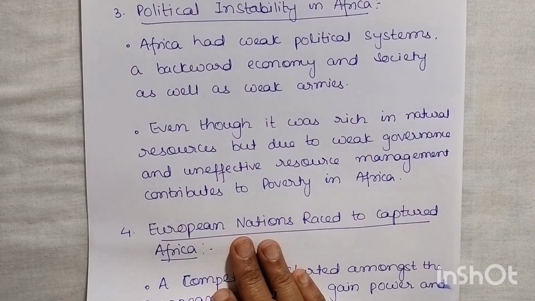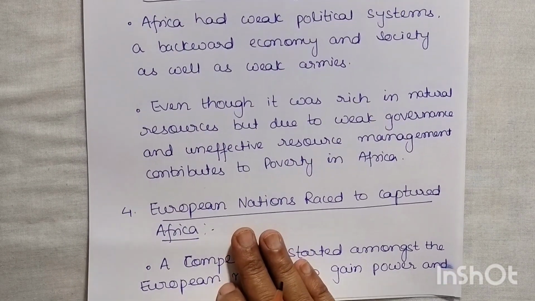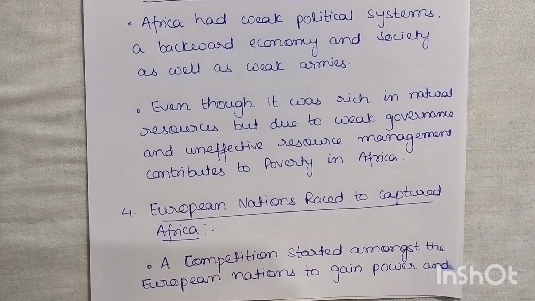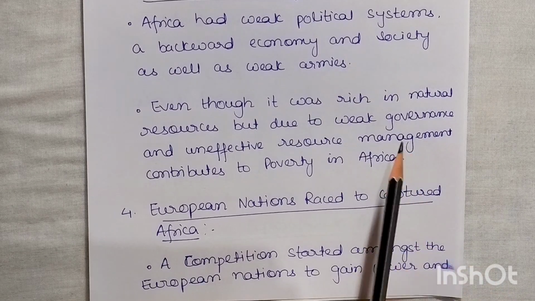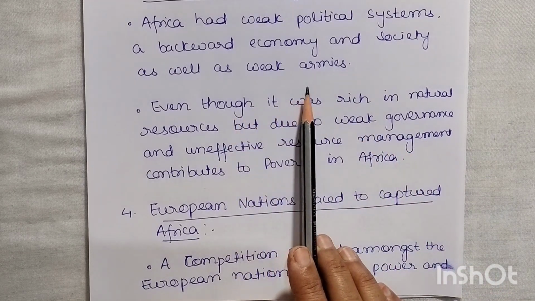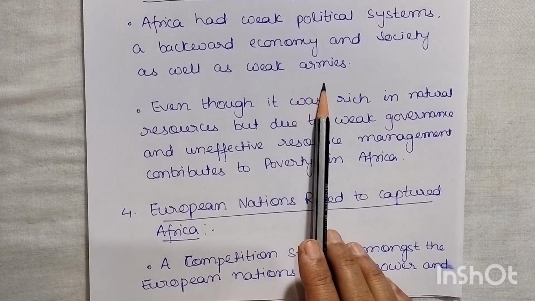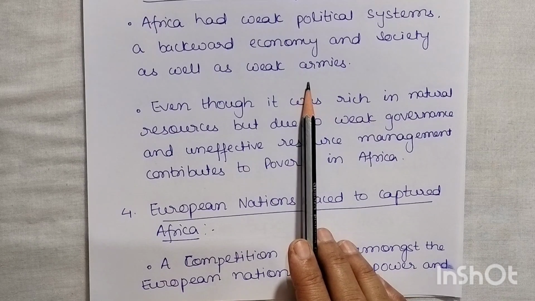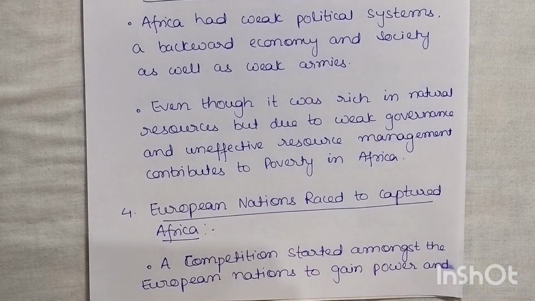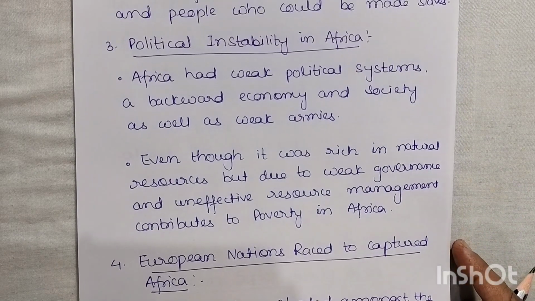Third, political instability in Africa. Okay, Africa had a very weak political system at that time. It means the government had very limited power, and there was inefficiency of government also. They were not able to use proper national policies. So Africa had a weak political system and a backward economy and society, as well as a weak army. So even though it was rich in natural resources, it was very politically weak.